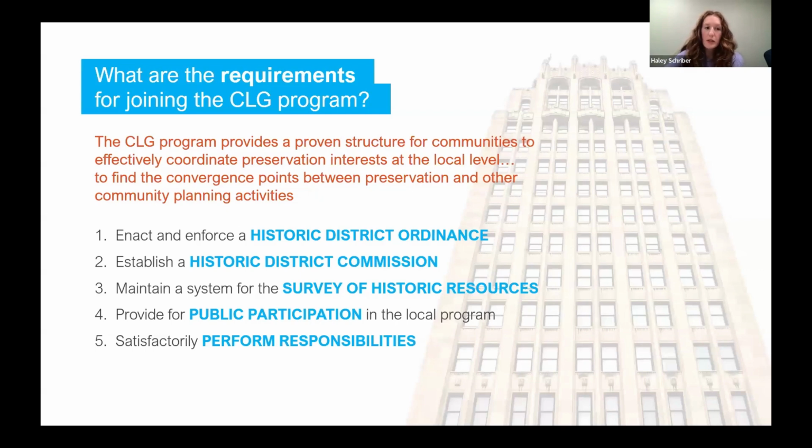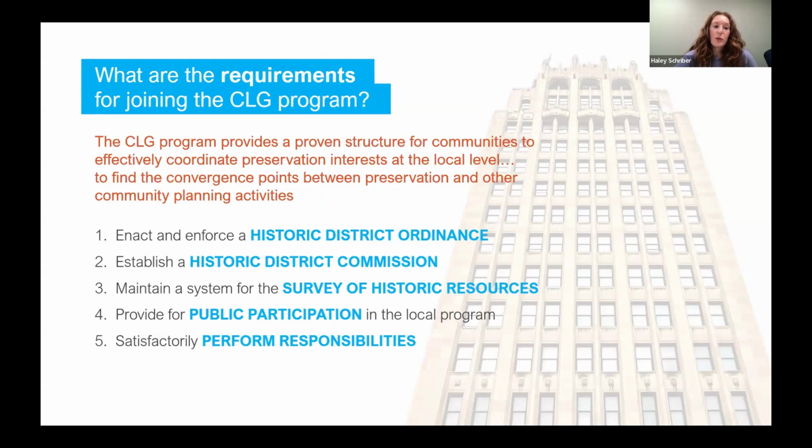So we'll go through each of these. The first is you must enact and enforce a historic district ordinance. Now, our office offers a model ordinance for applicants to use. It's essentially a plug and play document that our office created so that you would already be complying with state law when you plug in your information here, and it just makes it a lot easier for applicants instead of having to start from scratch.